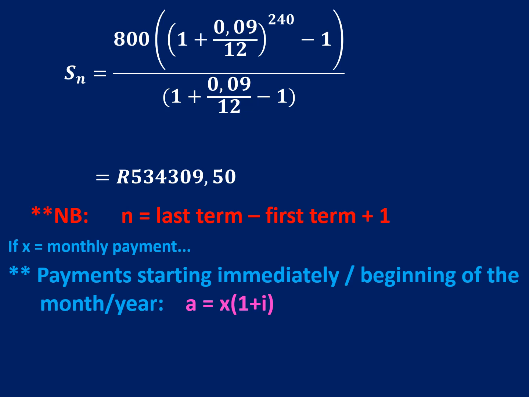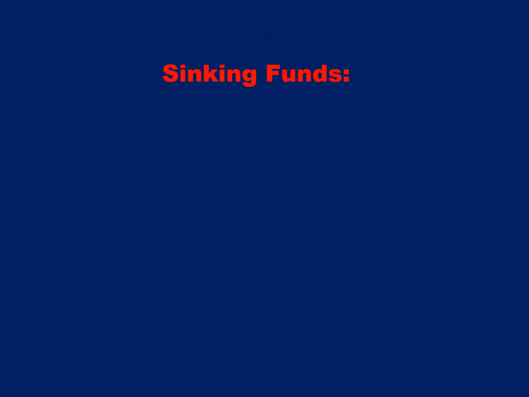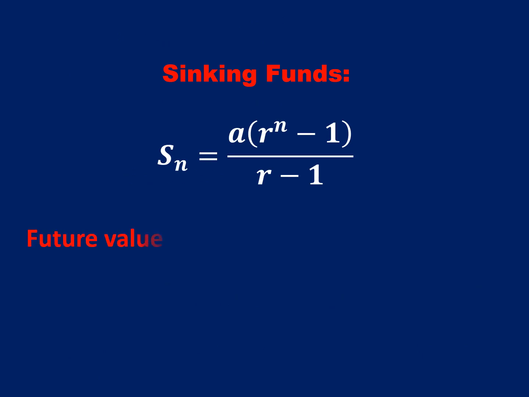So the A value will include an interest bracket. But if my payments start in 1 month's time or happen at the end of a month or year, then that last payment doesn't have time to earn interest. So the A value in my formula is not going to have an interest bracket. So that is a sinking fund. We look at it as lots of different little investments that we're adding together, and they form a geometric sequence. But it's known as a future value annuity.